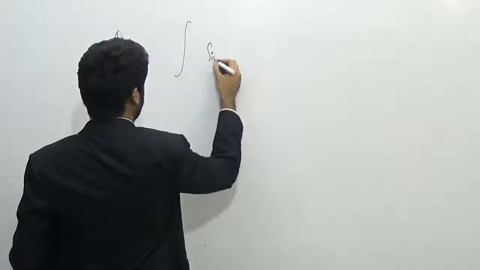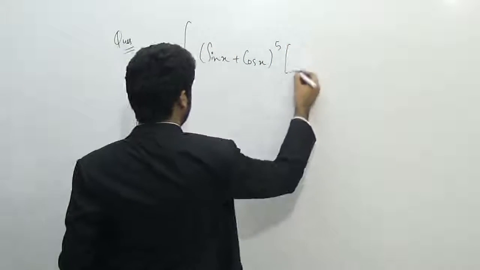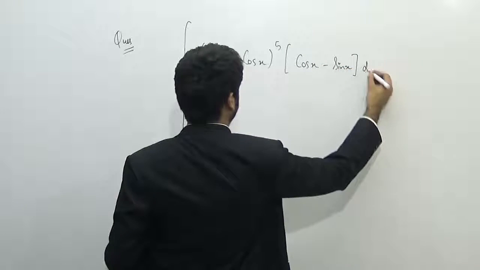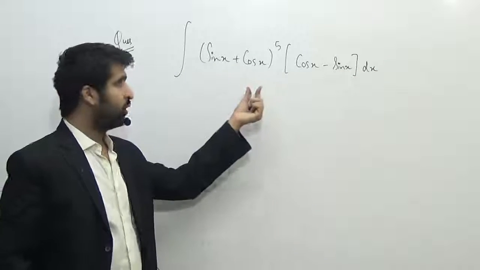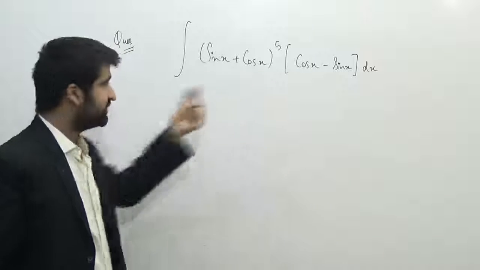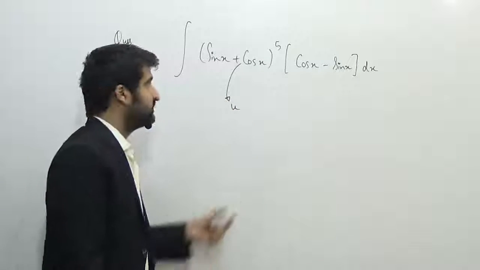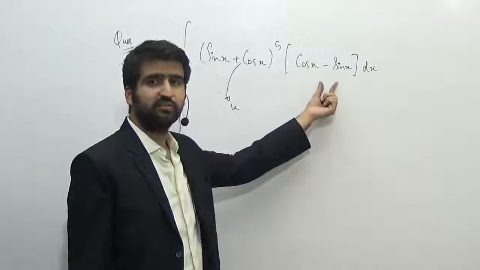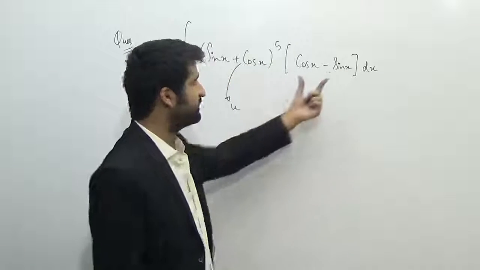Now in the last one we have integration of (sin x plus cos x) to the power 5 multiplied by (cos x minus sin x) dx. Okay, see, in this case what do you have to substitute as u? Now see, this will be substituted as u. Why this will be substituted? Because then it will become a standard function, u to the power 5, right? Because if you substitute this as u, the differentiation of this u function is coming out as this.